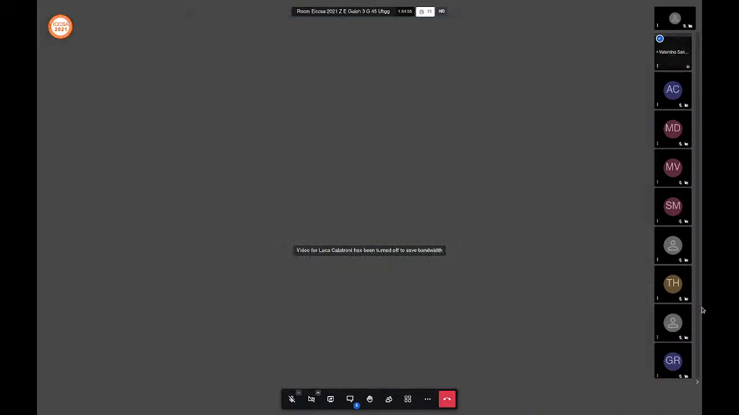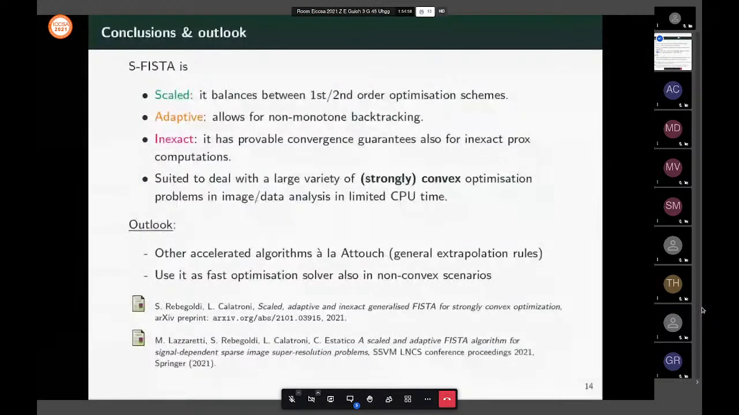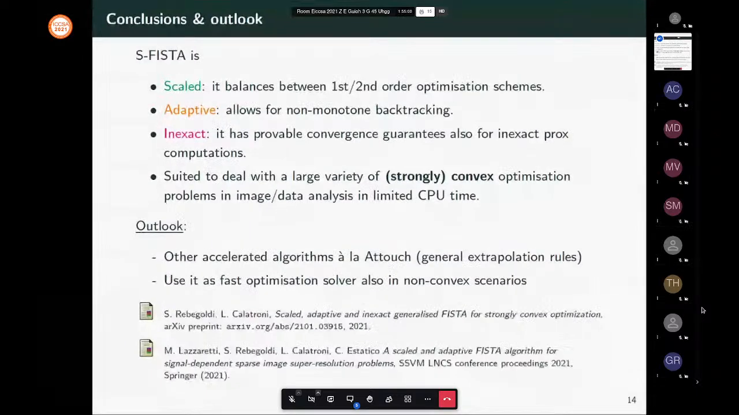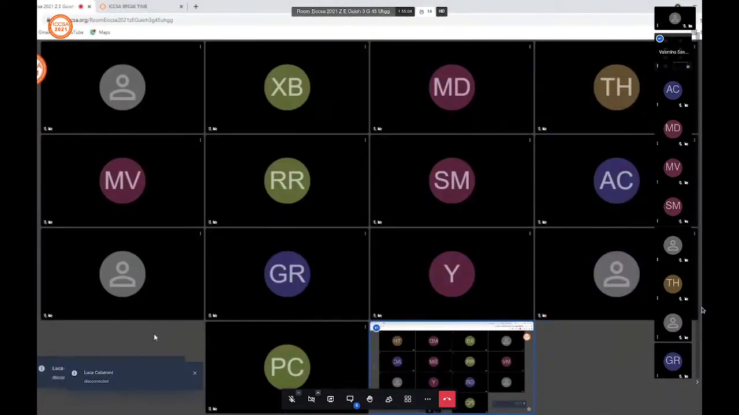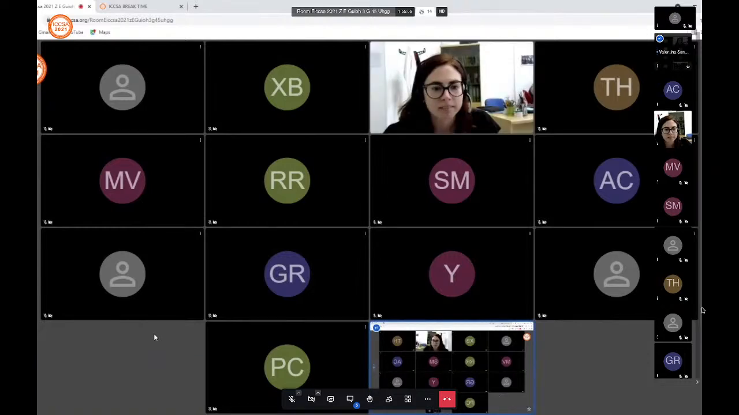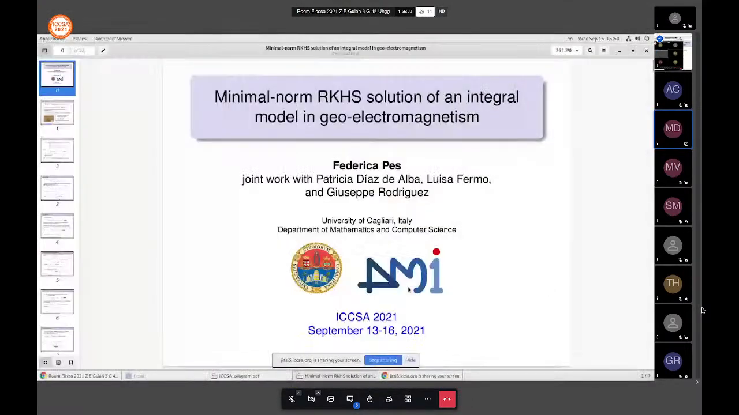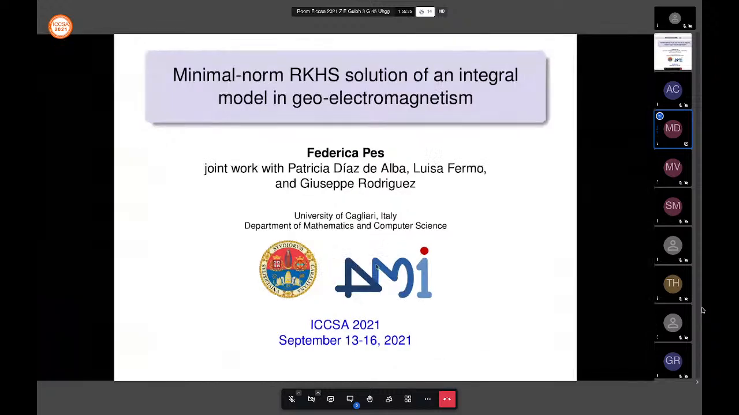Thank you. And the next speaker is Federica Pes from the University of Cagliari. She will present a work in collaboration with Patricia Diaz de Alba, Luisa Fermo, and Giuseppe Rodriguez. The title is Minimal Norm RKHS Solution of an Integral Model in Geoelectromagnetism. So, thank you, Federica. Can you hear me? Yes, we can see your slides.